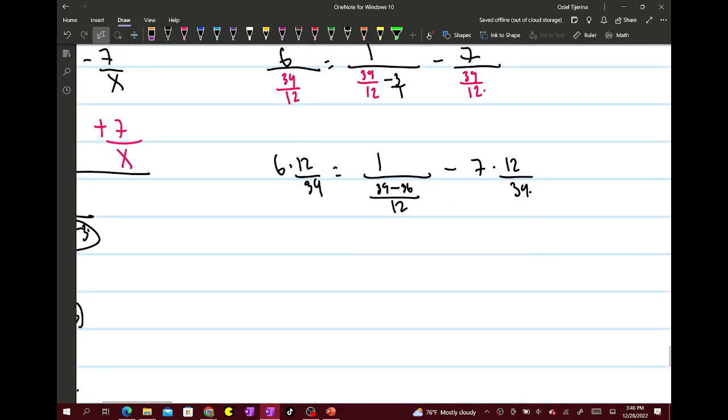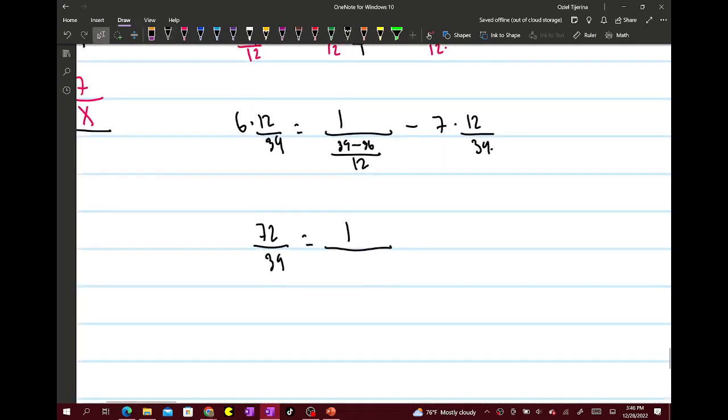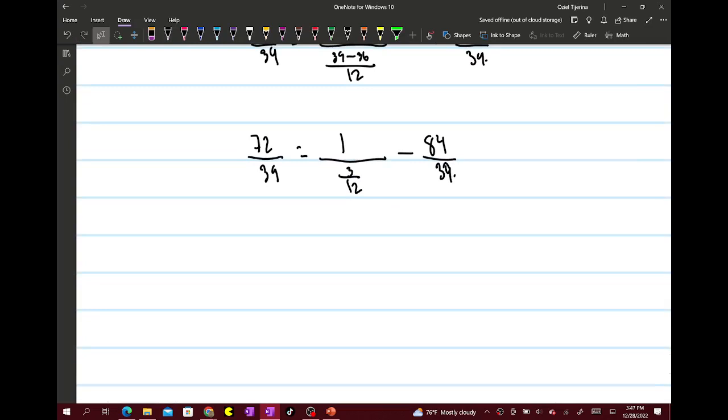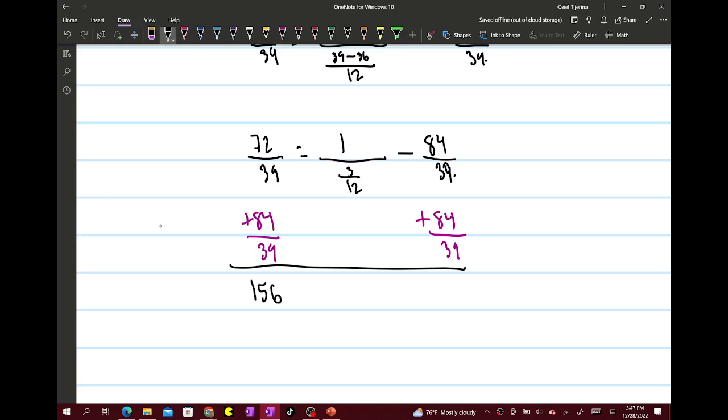So then, doing this, we get 72 over 39 equals 1 over, I believe it's 3 over 12, like this, and then minus 12 times 7 is 84, so 84 over 39. And again, you're going to get one of them to the other side, so we're just going to add 84 over 39 on both sides. And this is going to give us 156 over 39 equals 1 times 12 over 3.